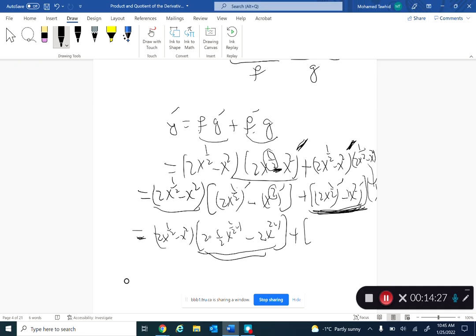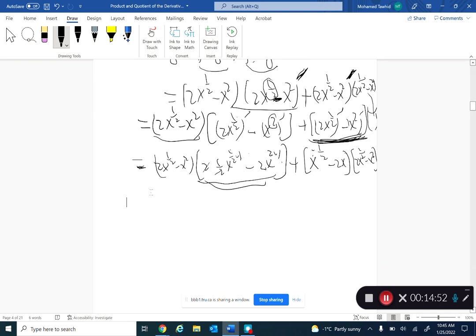So if I simplify this, 2 cancels 2. What do you get? You get x to the power negative 1 over 2, since 1 over 2 minus 1 is negative 1 over 2. And here, minus 2x, since 2 minus 1 gives you 2x. And then the bracket there, which is 2x^(1/2) minus x squared, right? You don't need to simplify. Just leave it as it is.